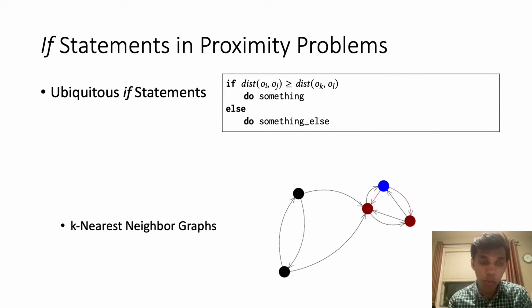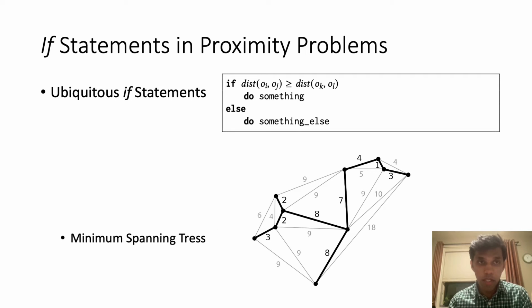This is very true in the case of k-nearest neighbor graphs. We basically decide if an object is among the k nearest to a given object based on these distance computations with the other objects. Similarly is the case for minimum spanning tree. You decide whether an edge is to be added into the tree based on the distance comparison between pairs of objects and all the candidate edges that can be added to the tree.